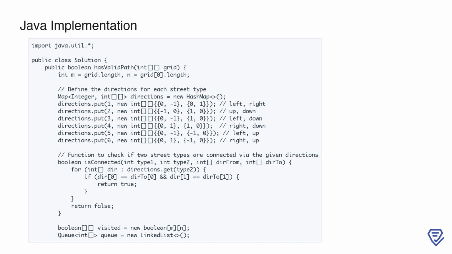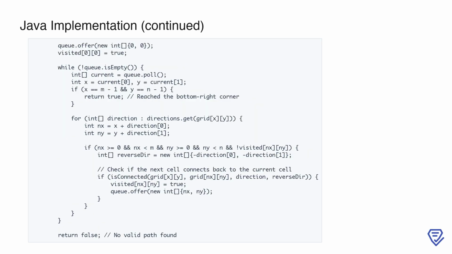Next, we define a helper function, isConnected, to check if two street types are connected. This function compares the direction from the current cell to the next cell against the directions supported by the next cell's street type. If a match is found, the two cells are considered connected. Finally, we initialize a visited array to keep track of the cells we've already processed, and we define a queue to use for our breadth-first search traversal. We begin the traversal by adding the starting cell, located at the top left corner of the grid, to the queue and marking it as visited.